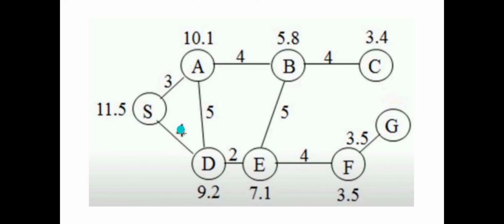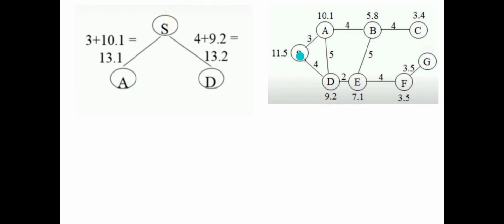And these are the g(n)s. The distance between S and A is 3, S and D is 4, and likewise the distance between A and B is 4. Now we are going to calculate and find the path which is optimal to reach G from S.